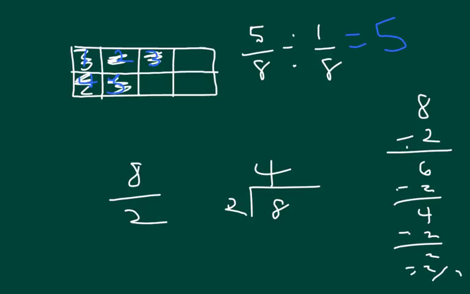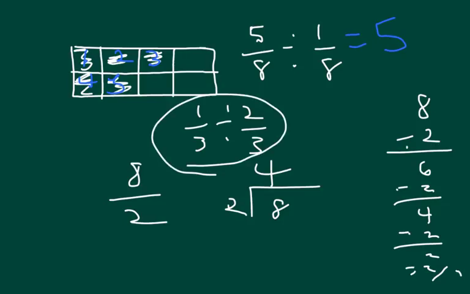And then if I had the problem 1/3 divided by 2/3, you can't subtract 2/3 from 1/3, at least not a whole time. So that would help you reason out why this answer will be a fraction. And we'll take a look at that in the next slide. What is the answer to 1/3 divided by 2/3?